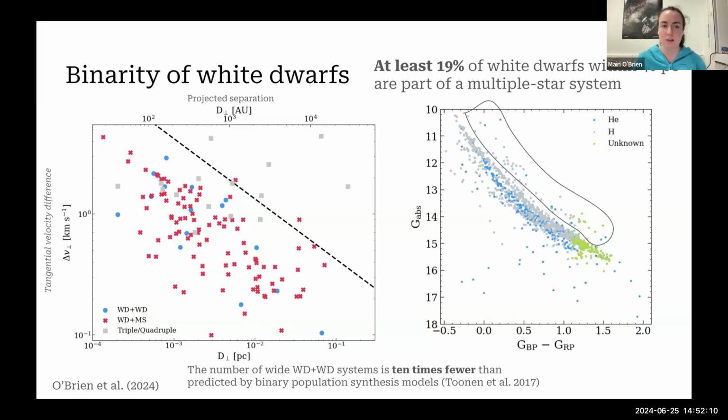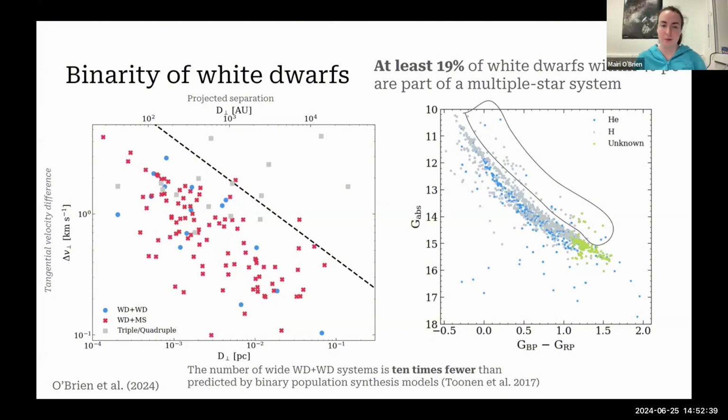So to search for resolved binaries, I did a cone search around all of the white dwarfs within 40 parsec to check to see if there are any systems that would be bound. The plot on the left shows the tangential velocity difference against the separation of the binary pair. And the dotted line, anything to the left of that is likely to be in a bound binary system.